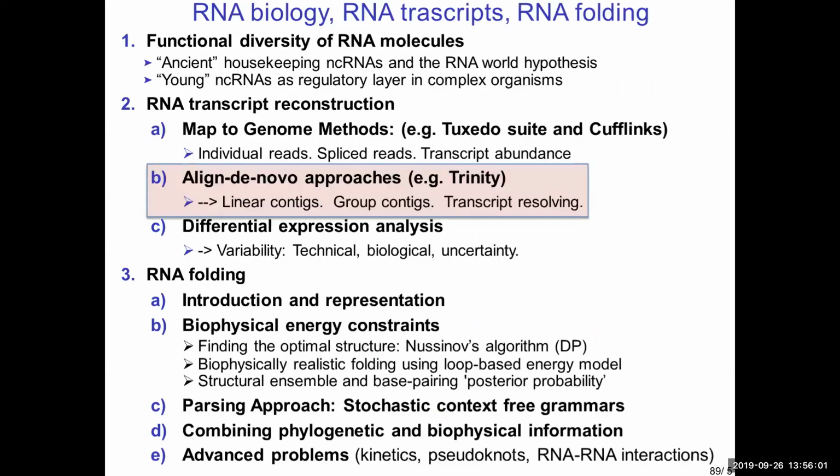So what we talked about is the first part of transcript reconstruction. How do we map to the genome? As an example, we use the Tuxedo suite, and specifically Cufflinks, where you first map individual reads, then spliced reads, and then you quantify transcript abundance.